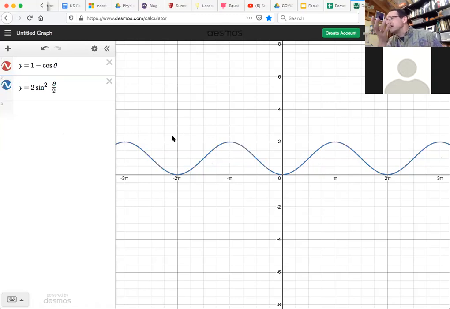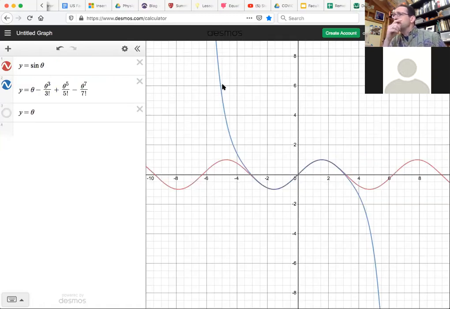So I haven't proven it, and I know Leonard wouldn't approve necessarily, but I have demonstrated that 1 minus cosine theta is the same as 2 times sine squared theta over 2. The other thing that we wanted to demonstrate was the small angle approximation. What I've done here in Desmos is plot y equals sine theta, and you can see that's the red one. It goes up and down and up and down and up and down.